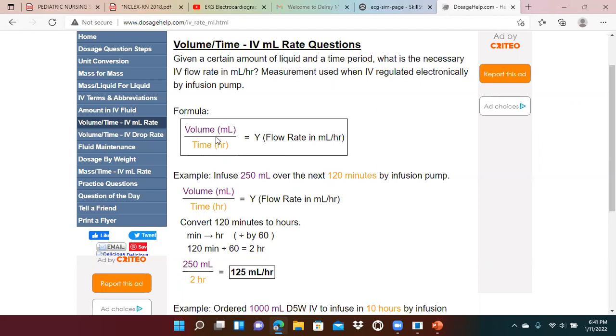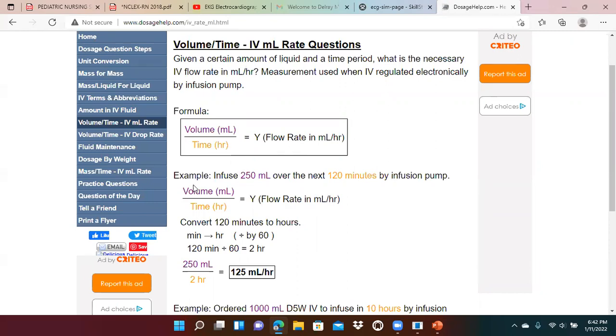So volume is always in unit milliliter, over time, which must be in hour. So if it is in minute, you have to convert to hour. So example, infusion of 250 ml over the next 120 minutes. So this is 120 minutes, you have to convert to hour because of the formula. By infusion pump, we need to know what the flow rate is in ml per hour.